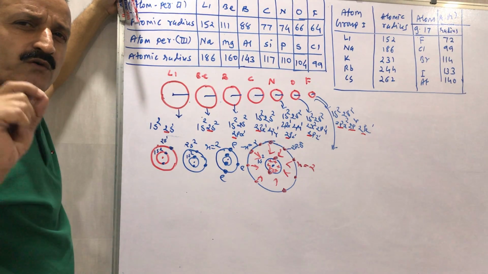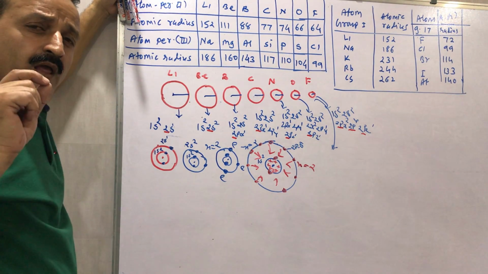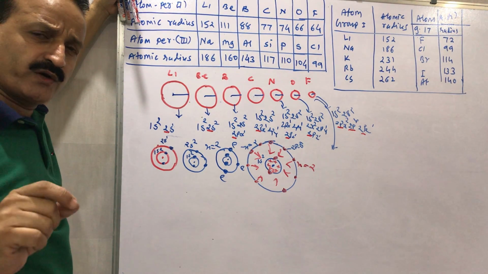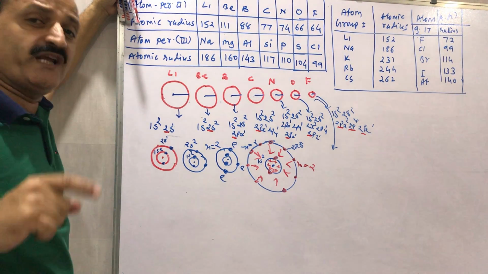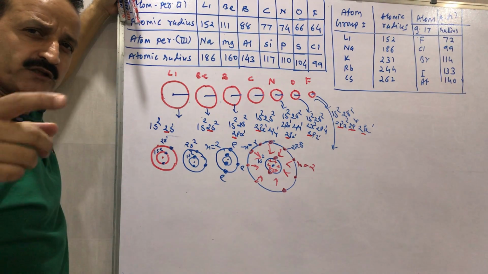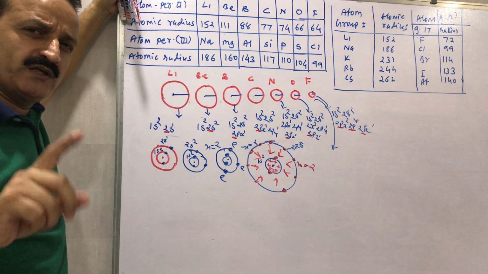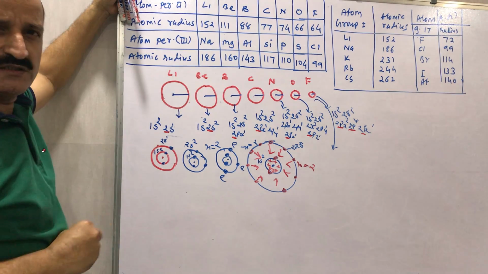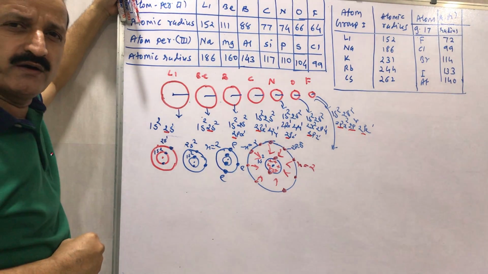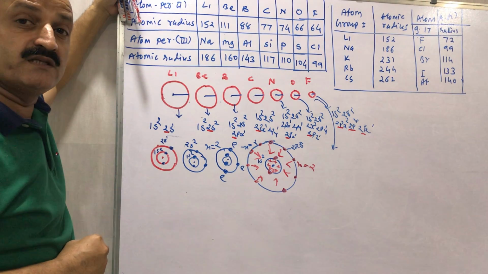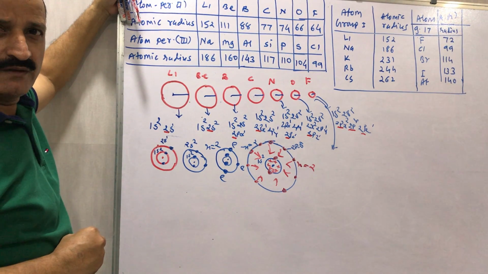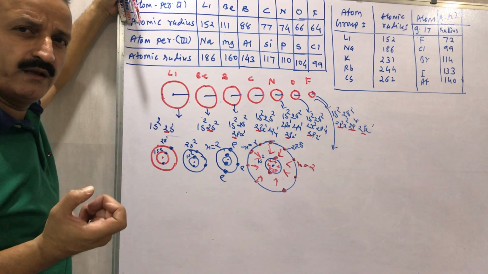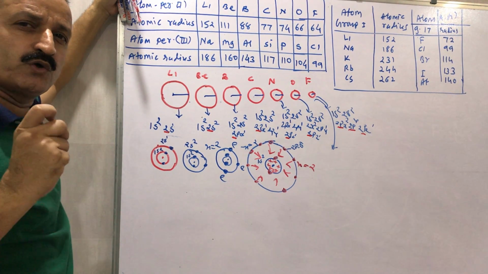Because all electrons are filled in the second orbital, the distance between the nucleus and electron is not increased, but the attraction force between electron and nucleus is increased, so the size will decrease. This is the reason why the size decreases across a period. The opposite statement will be for the group.